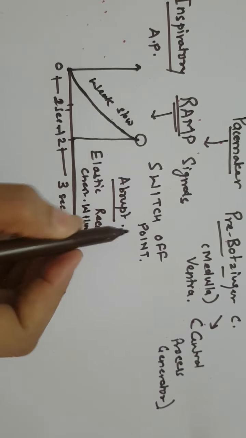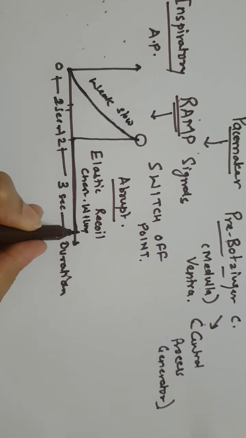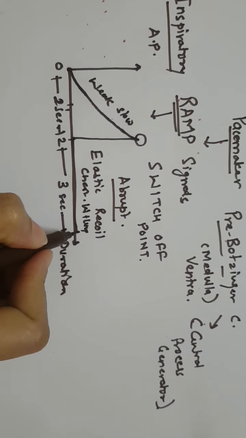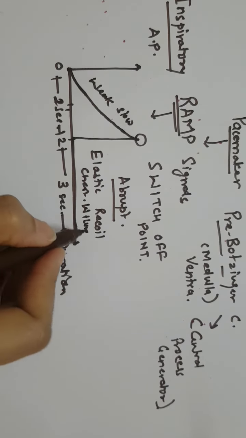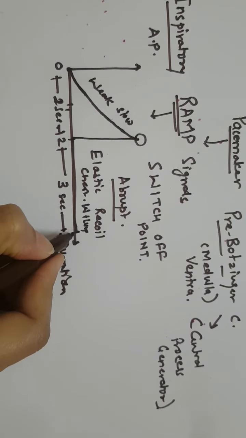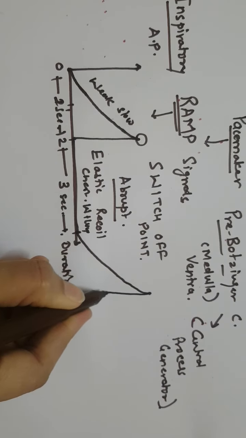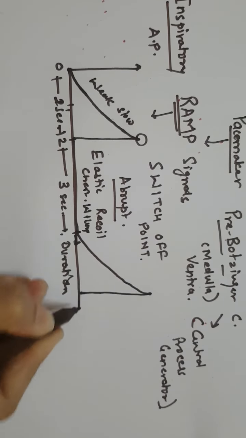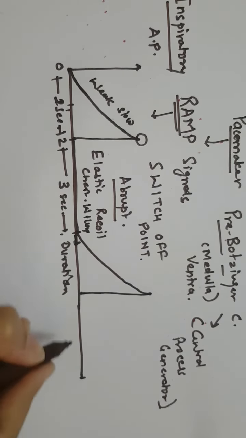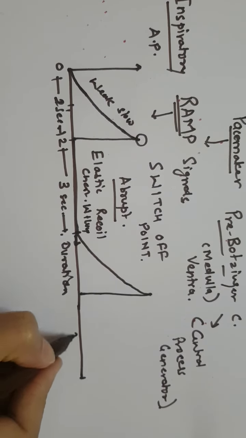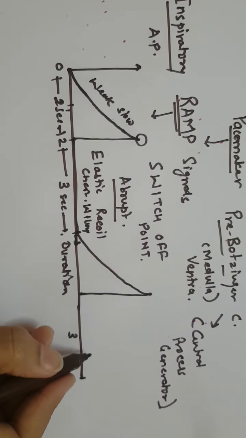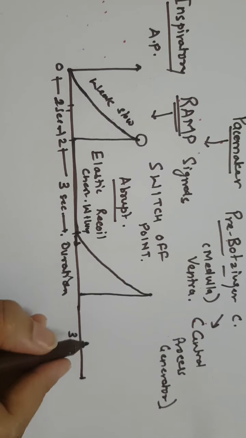That point is called the switch off point, and this abrupt stoppage will be there for the next 3 seconds when there is elastic recoil of chest wall and lung, and it will be followed by the next impulse which will last for the next 2 seconds. It will stop abruptly, and again there will be stoppage of this signal for the next 3 seconds. So this is how there is generation of inspiratory ramp signals.